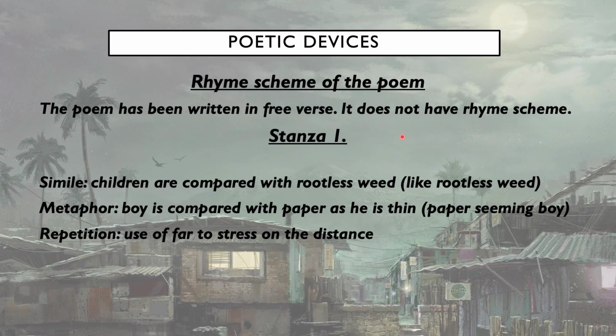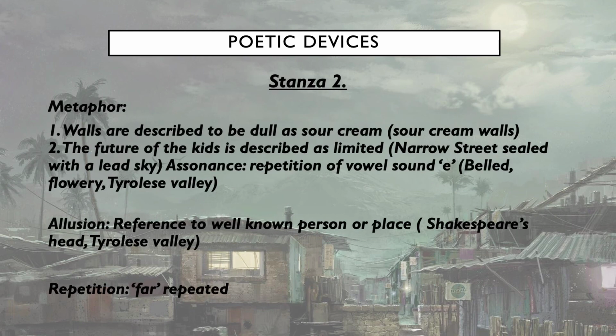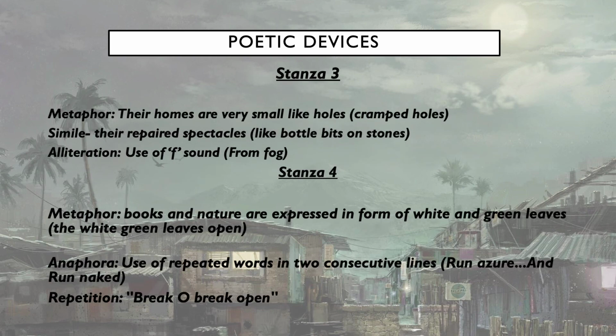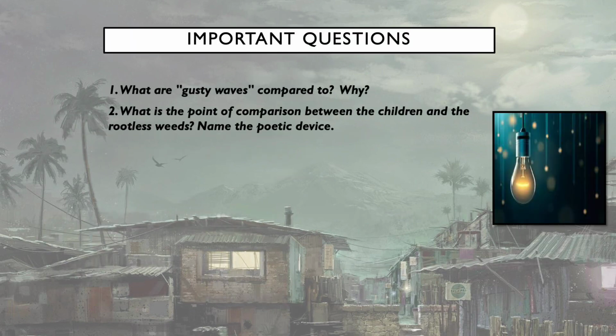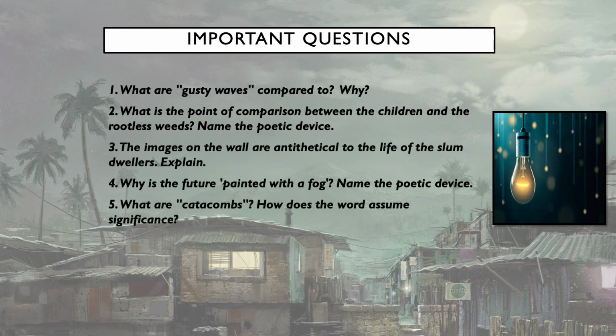Children, here are the various poetic devices used in the poem stanza wise. You can go through these. Here are some of the important questions for you. Just go through them thoroughly and try to answer on your own.